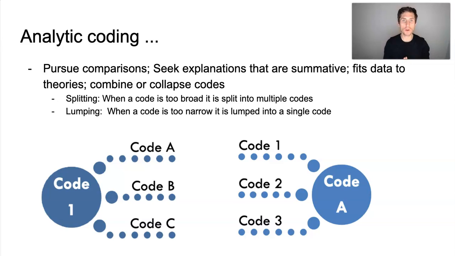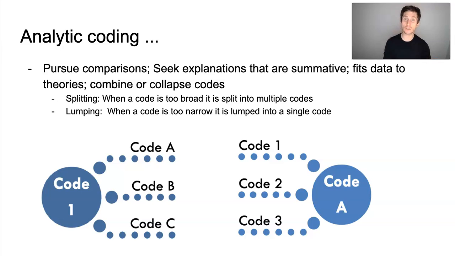All right, so thus far we've talked about descriptive coding and thematic coding. Now, let's move forward to analytic coding. Analytic coding is going to be our third or last pass, where we go through the codes that we already have and try to either combine them or split them so that we arrive at a final code book and a final set of topics or analysis which helps us answer our research questions.